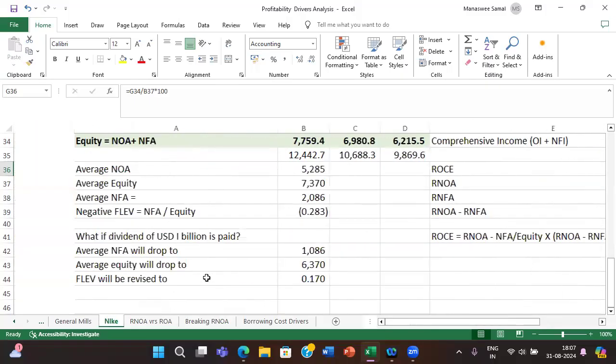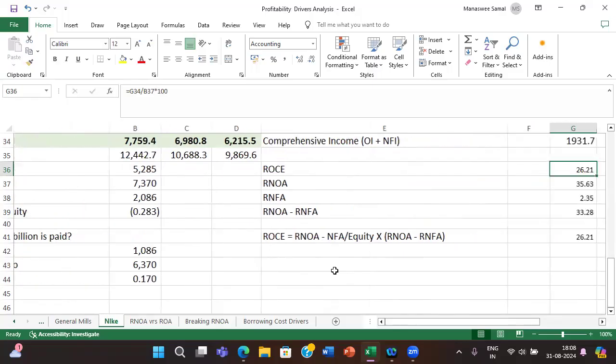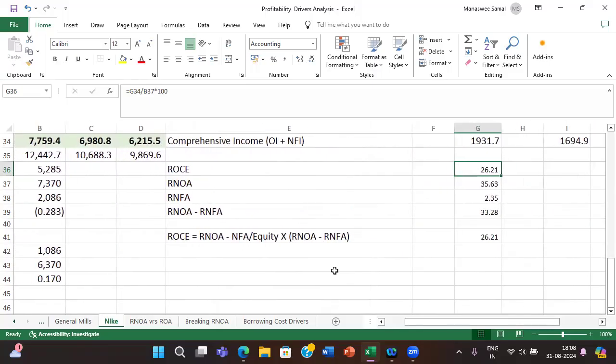Okay. So once you are comfortable with this calculation, then one interesting question we can ask. You know that Nike's balance sheet has NFA, means what? There are some assets in the balance sheet which are of course not generating 35.63% return.